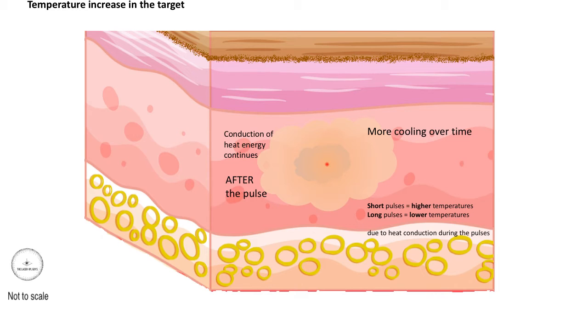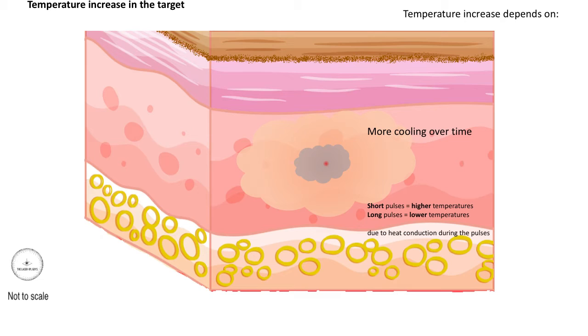So as a consequence of conduction both during and after the pulse, we find that the peak temperature in the target tends to be higher during shorter pulses, where we have less conduction during the pulse, and lower during and after long pulses because of more conduction. This is important because this helps to focus our minds on the choice of pulse width when treating particular targets.